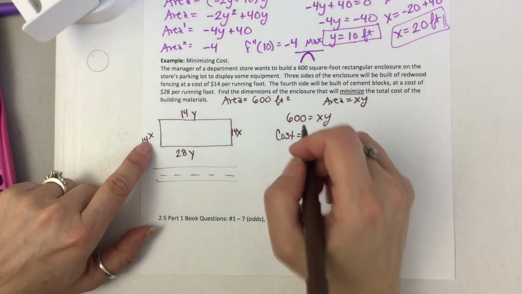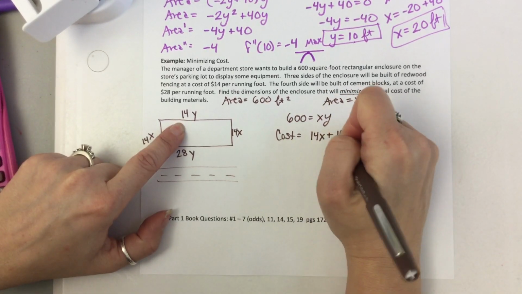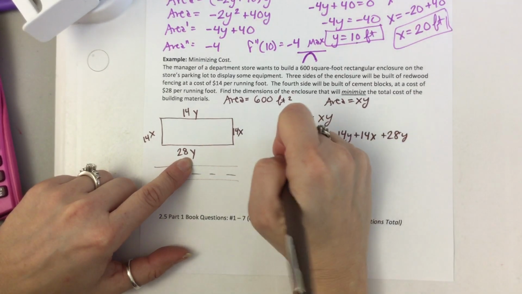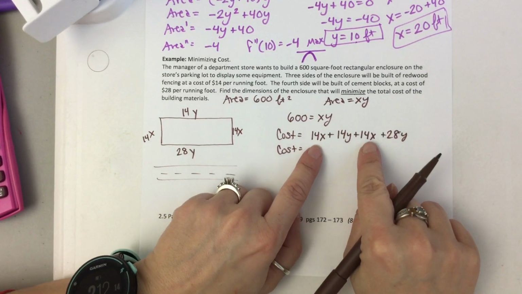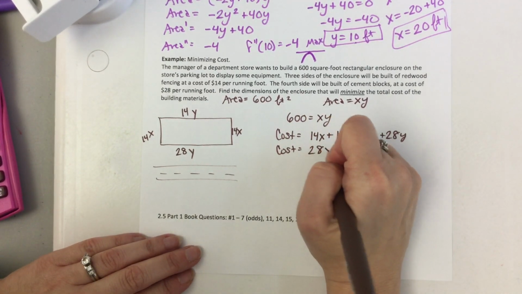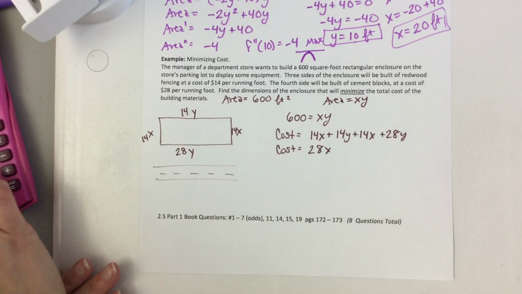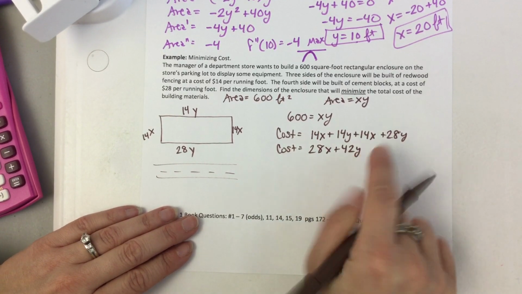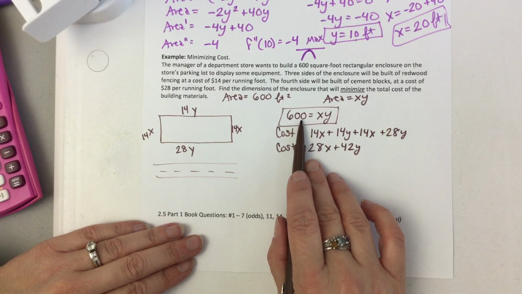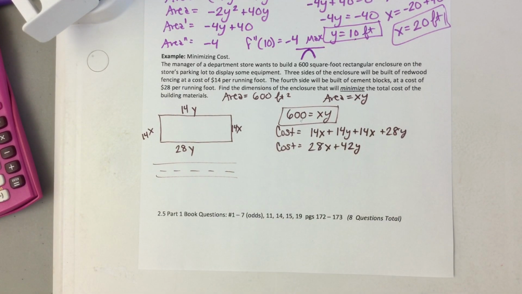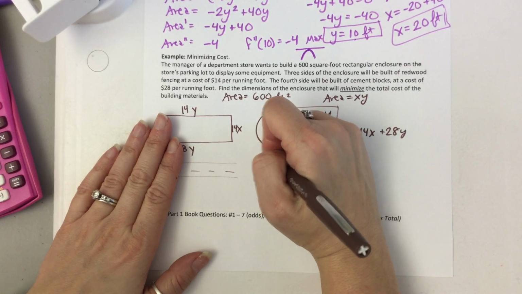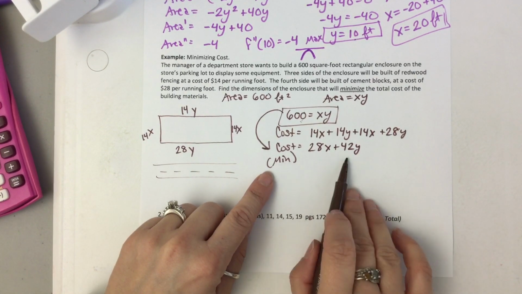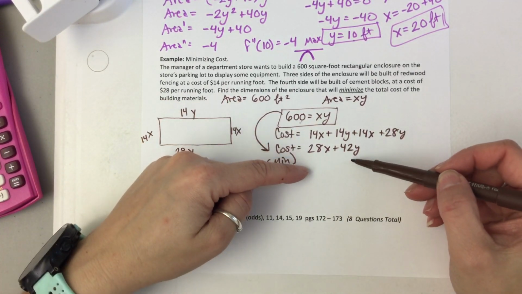So the cost is 14x plus 14y plus 14x plus 28y. Obviously, I can combine like terms. 14x plus 14x is 28x. 14y plus 28y is 42y. This is the cost. I have a limitation: the area has to be 600 feet squared. So I need to fill my limitation into the cost. The cost is what I'm trying to minimize, so this is the outside function. I need to put this into the function.